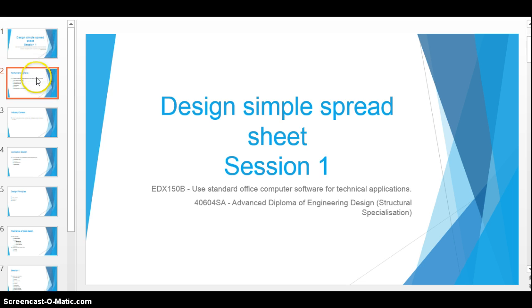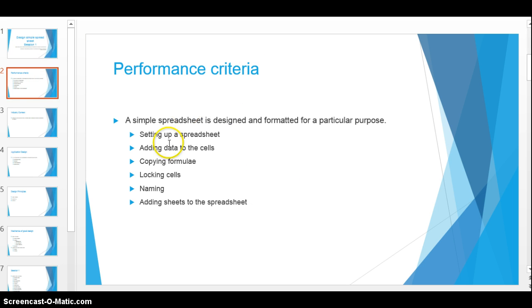150B. The performance criteria I will be addressing today is in relation to a simple spreadsheet is designed and formatted for a particular purpose. In this particular situation, we are designing a spreadsheet in a civil engineering context. This includes setting up spreadsheets, adding data to cells, copying formula, locking cells, naming of cells and sheets, and adding sheets to the spreadsheet.